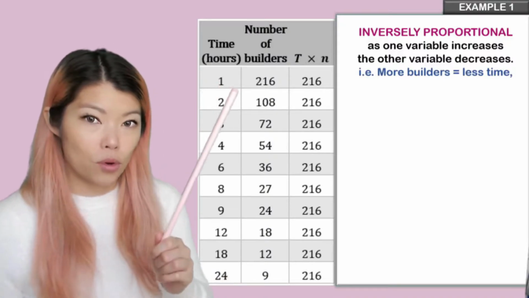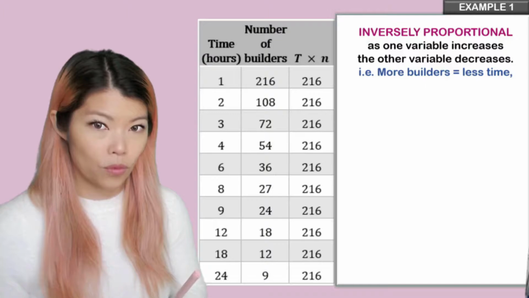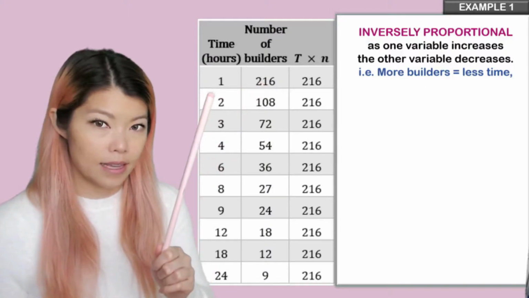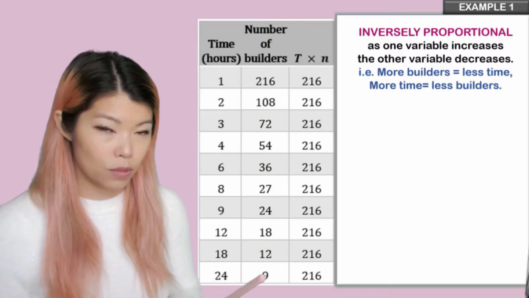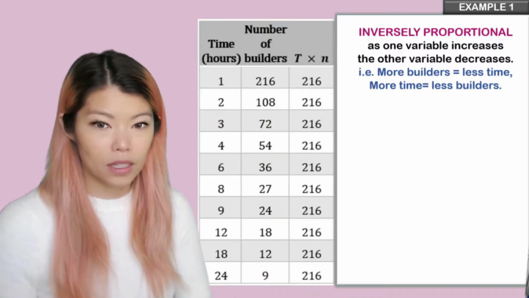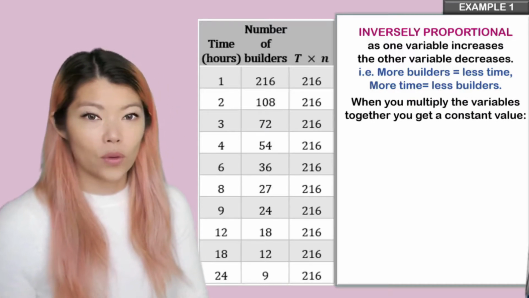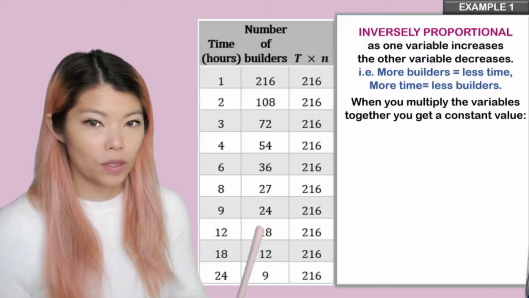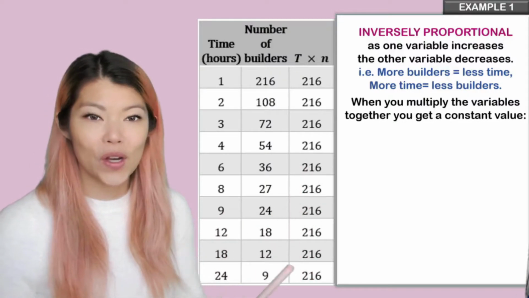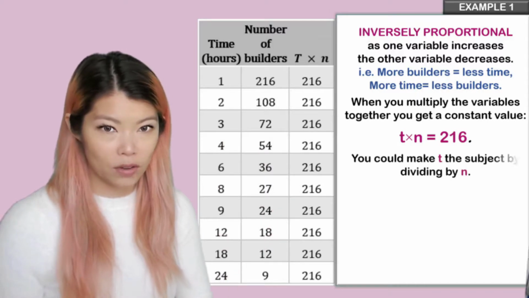That is, the more builders we have, the less time. So the more builders, the less time we need. Or the more time, the fewer builders. So they are inversely proportional to each other. When one's more, the other one's less. So when you multiply the variables together, the cool thing is you get your constant value. So t times n, for example, gives me 216.